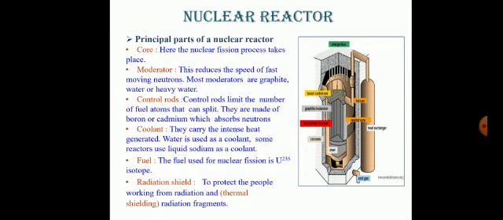Core. Here the nuclear fission process takes place. Moderator. This reduces the speed of fast-moving neutrons. Most moderators are graphite, water, or heavy water. Control rods. Control rods limit the number of the fuel atoms that can split. They are made up of boron or cadmium, which absorbs neutrons.